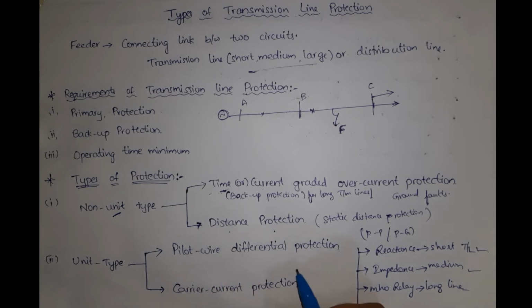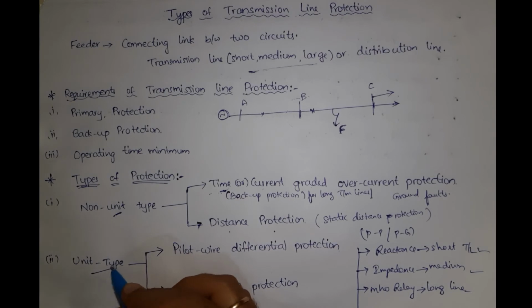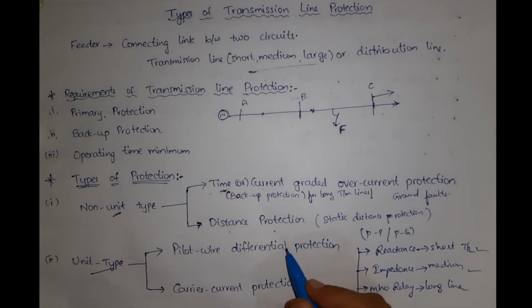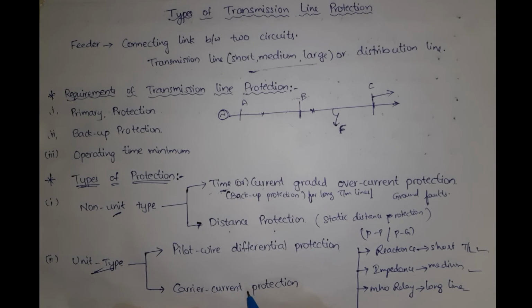Next, pilot wire differential protection. It is a unit type protection, which operates only for faults occurring in the particular area or protected zone, right? That is the meaning of unit type. It is used for short transmission lines where the cost of the pilot wires is not very high. Depending upon the area to be protected, we need to decide how much pilot wire to take for differential protection.